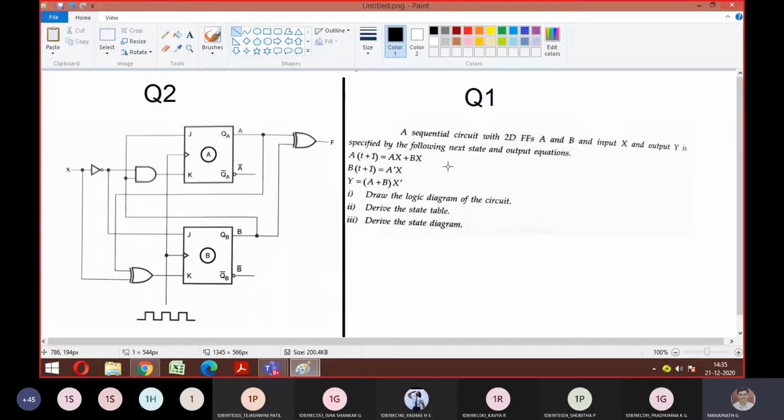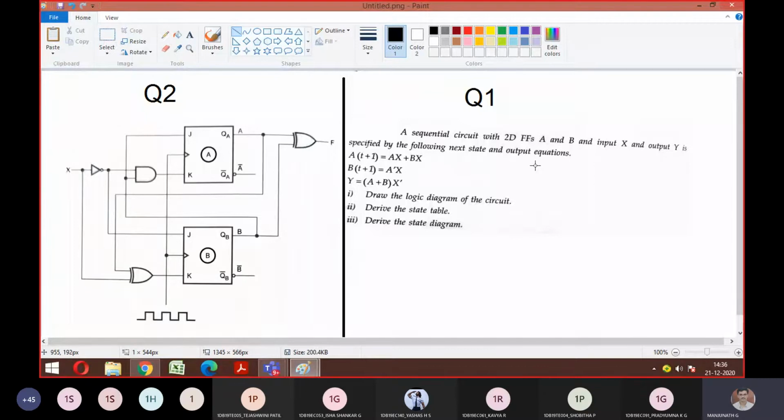So for the sequential circuit, they've asked you to design with 2 flip-flops. And what type of flip-flop have they asked you to design? What is the meaning of 2DFF? 2DFF means what? Good. So you need to design a sequential circuit with 2 D flip-flops.